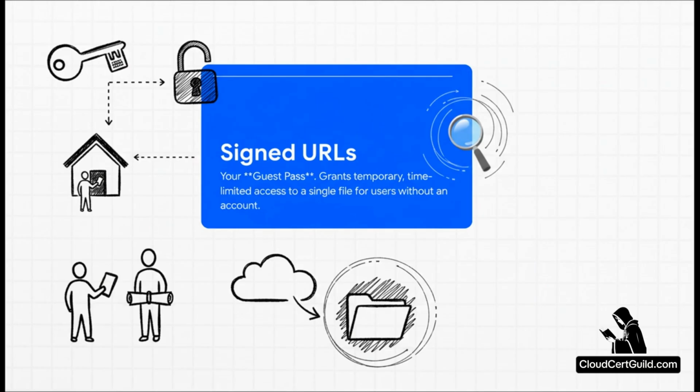But what if you need to give someone temporary access to just one specific file? I mean, you wouldn't give a delivery person the master key to the whole building, right? That's where signed URLs come in. They're like a digital guest pass. It's a secure link that provides temporary access to a single file, so you don't have to go through the trouble of creating a whole new user account. It's perfect for sharing a report with an external partner.